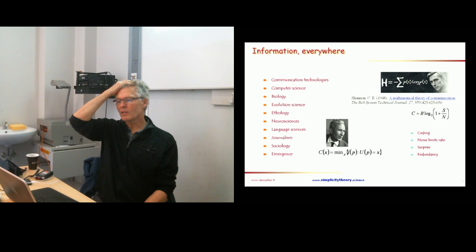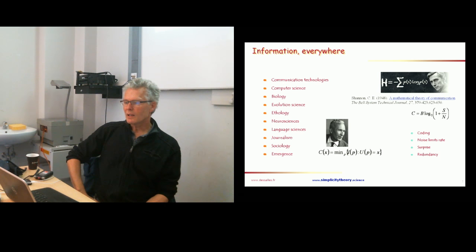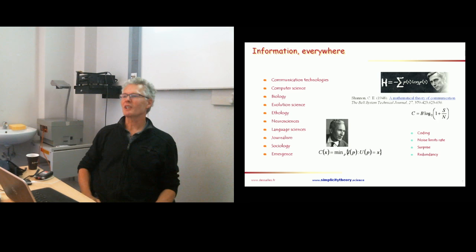Also, we use it in evolution sciences, because genetic information does evolve, and more broadly in biology. And of course in language sciences, in which we talk about relevant information. And language is supposed to convey information. And of course, in communication technologies, we are dealing with transmitting information.